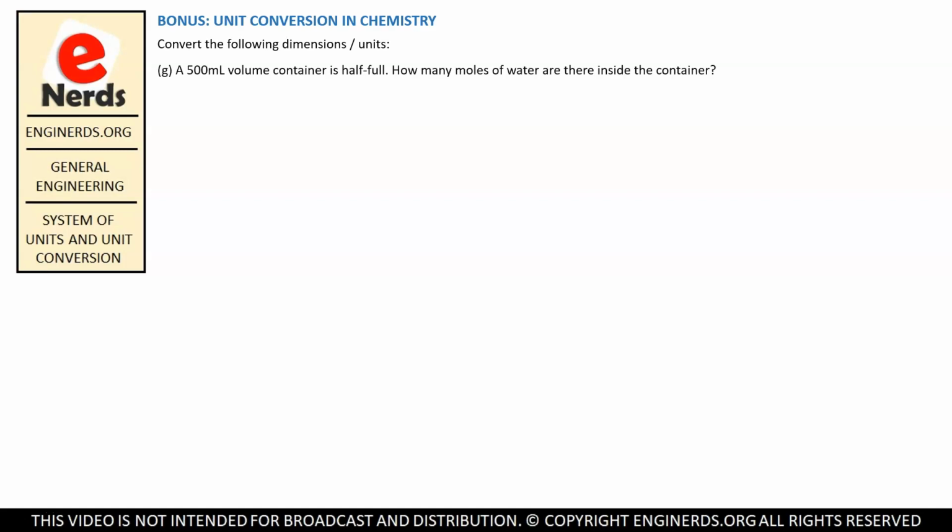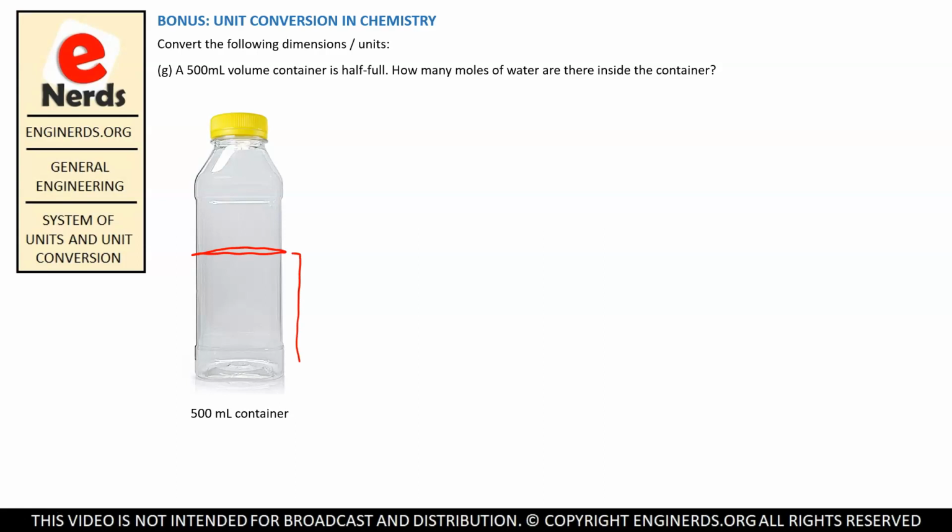Now we have a bonus problem here. Well, actually, tapos na yung ating lecture, but since we will be using this also in our chemistry lectures, I want to include this in our discussion here. Because this is the same concept na gagamitin natin in converting units. So, let's say we have a container with a volume of 500 milliliter, no? And it is half full. Let's say this is half the volume.